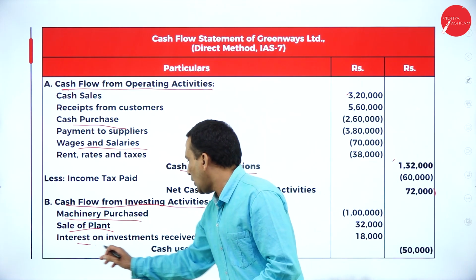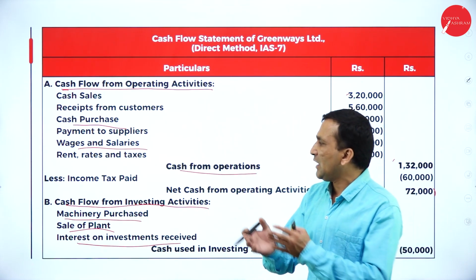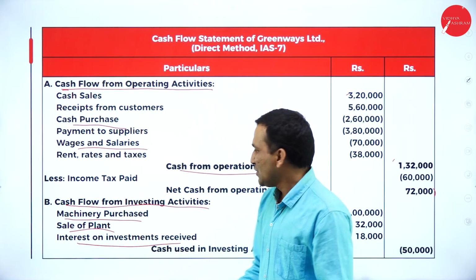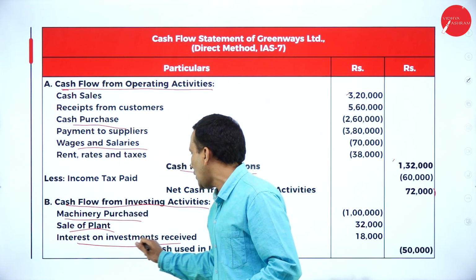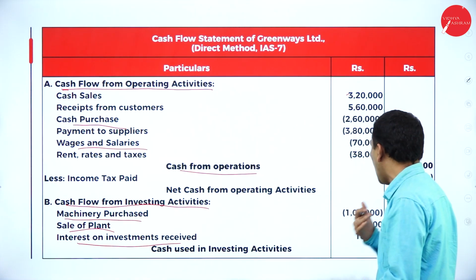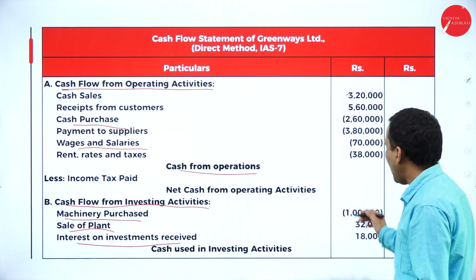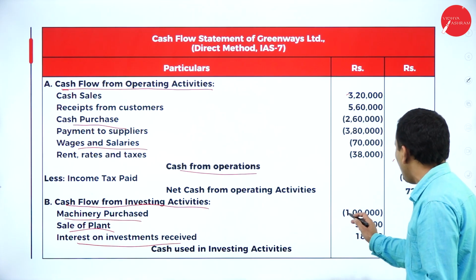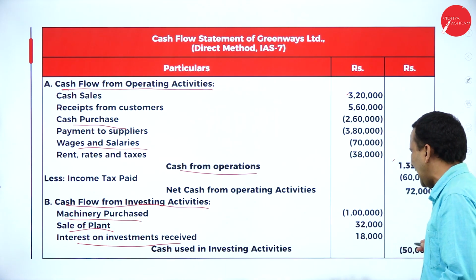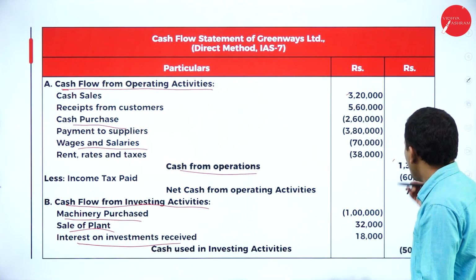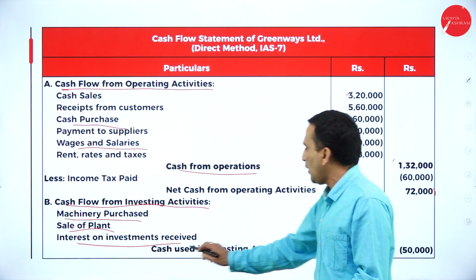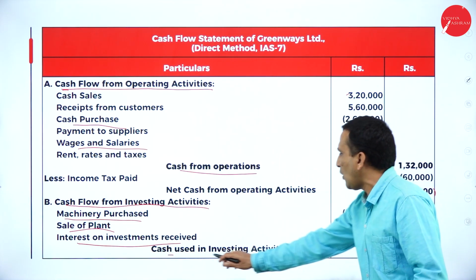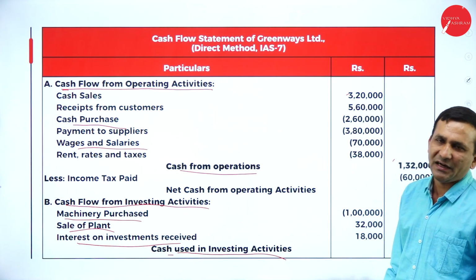Again, the interest on investment is coming under the investment category, no doubt, which is clearly specified. Interest on investment received means incoming, so inflow. After adjusting, negative sign is more, so I have written negative 50,000. We need to adjust accordingly, and after adjusting, we call it cash used for the investment activity.